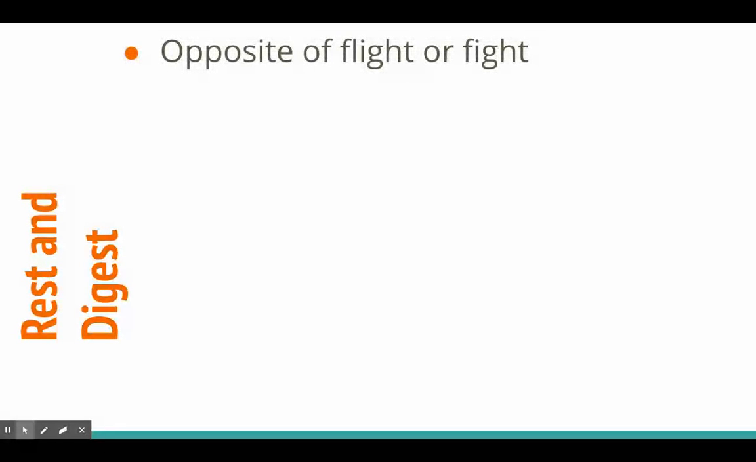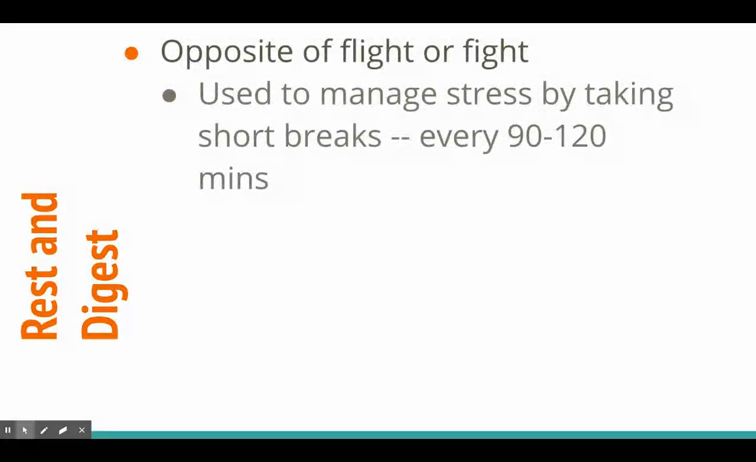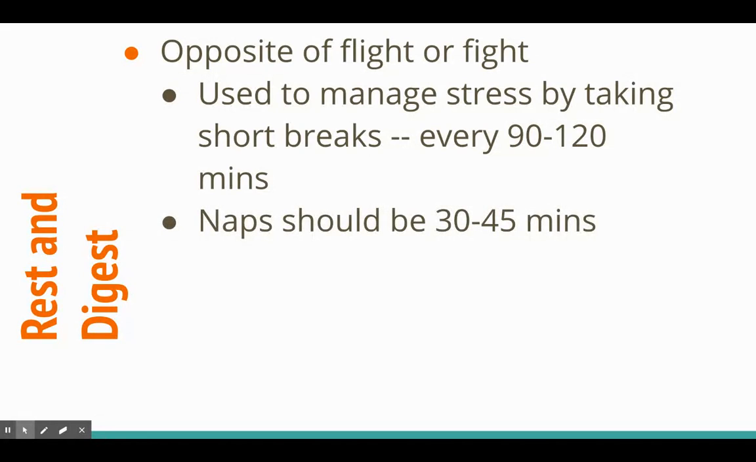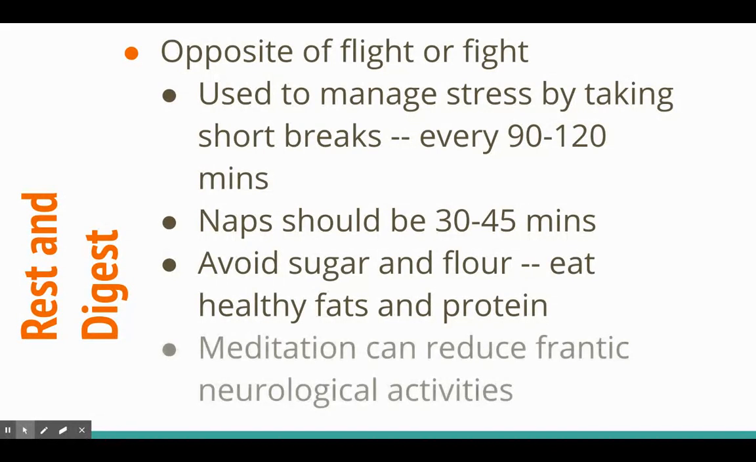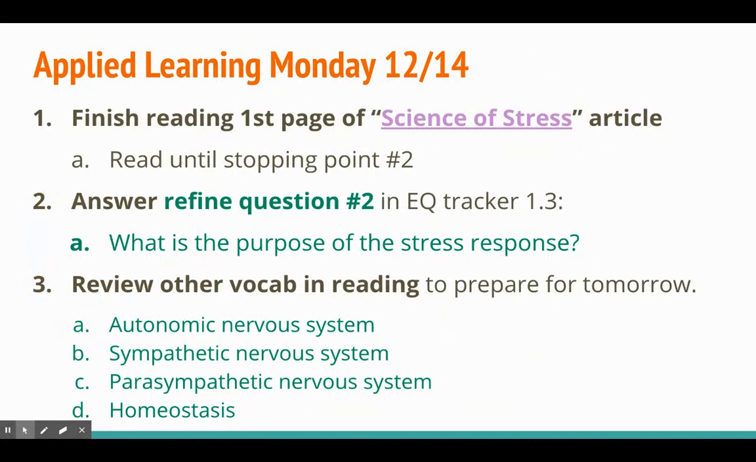While rest and digest is the opposite of fight or flight. It's used to manage stress by taking short breaks every 90 to 120 minutes. Obviously, I think we can all say that this does not always happen. Most of the time, it doesn't happen at all. Naps should be 30 to 45 minutes for optimal performance. You should also avoid sugar and flour and eat healthy proteins and fats, because chemically in your body it does help with that. Meditation can also reduce frantic neurological activity. And so that is pretty much the wrap up of today.